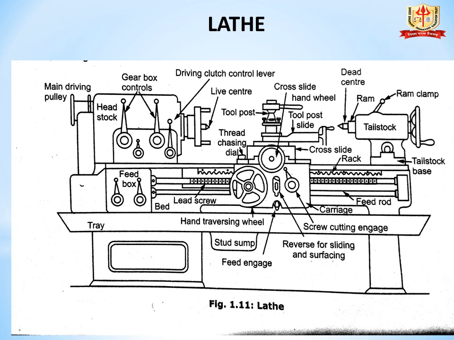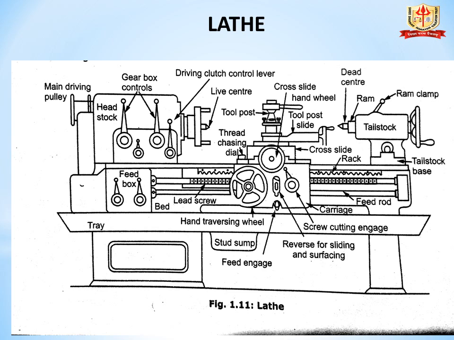Then the third part is the tailstock. It is also known as the dead center. It is mounted on the right hand side of the bed. Function of the tailstock is to provide support to the end of the workpiece. Second function, to hold and feed cutting tools like drills, reamers, taps. Third function of the tailstock is to turn a taper on the job by the tailstock set-over method.